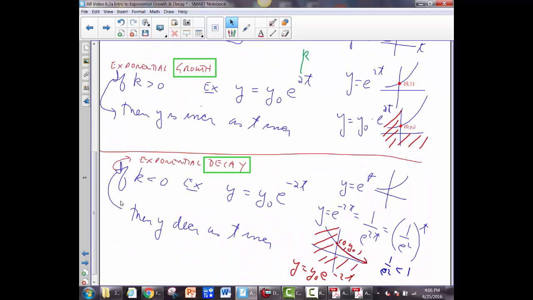Exponential decay will happen when the k is negative. So for example, y equals y0 times e to the negative 2t. Because now what's going to happen is y equals e to the negative 2t. If you think about it, that is 1 over e to the 2t, which is 1 over e squared to the power of t. 1 over e squared, of course, is less than 1, and you know that for an exponential function, if the base is less than 1, then it falls. Now again, if I replace t by 0, then e to the 0 will be 1, but if I have y equals y0 times e to the negative 2t, my initial amount will be y0, and then it'll decay.